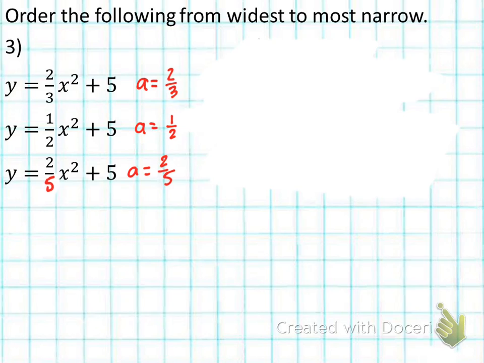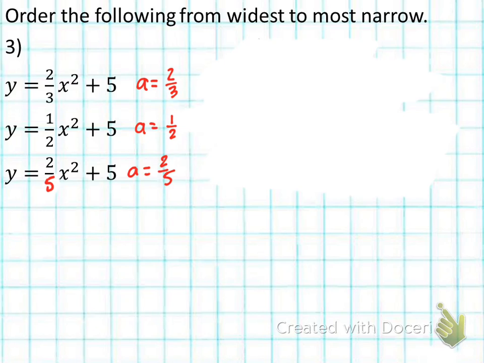2/3, 1/2, or 2/5? Turn to your neighbor, discuss it, and I'm going to ask you which one's the closest, and then which one's the next closest, and which one's not the closest. Okay? So raise your hand if you believe 2/3 is the closest to 0. Raise your hand if you say 1/2 is the closest to 0. Raise your hand if you say 2/5 is the closest to 0. Okay, good. 2/5 is the closest to 0.